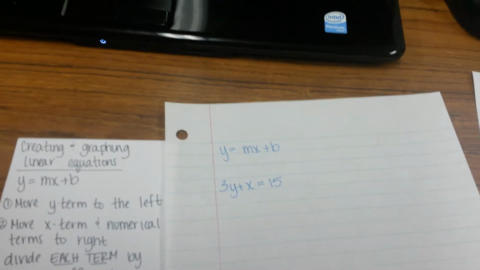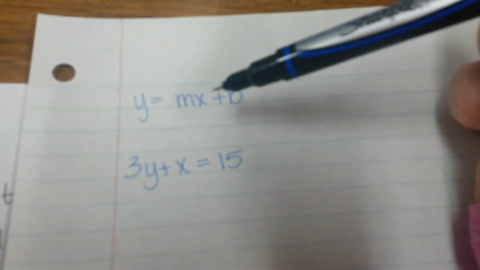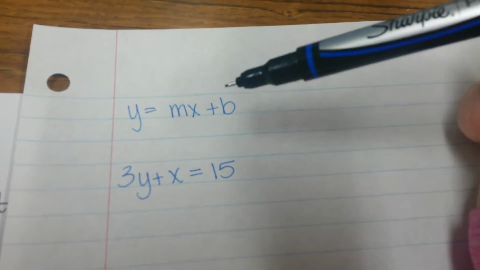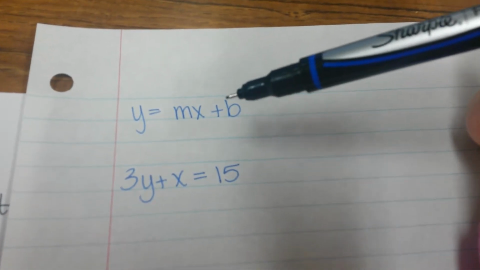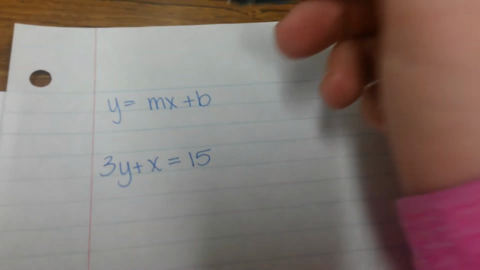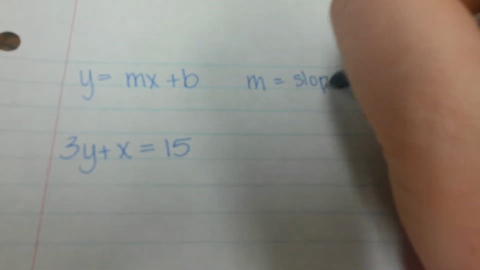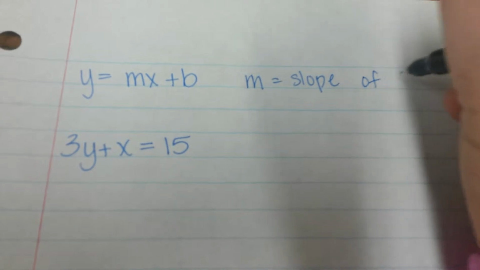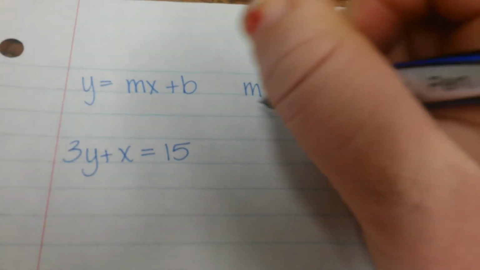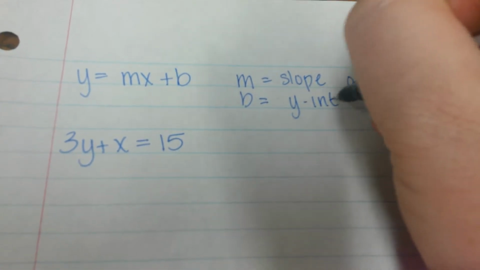All right, now we are going to be working on manipulating equations and then graphing them. We are going to be working with our y equals mx plus b form. Do you remember what form this one is? This is called our slope-intercept form, where remember m is equal to the slope of the line and b is equal to the y-intercept.